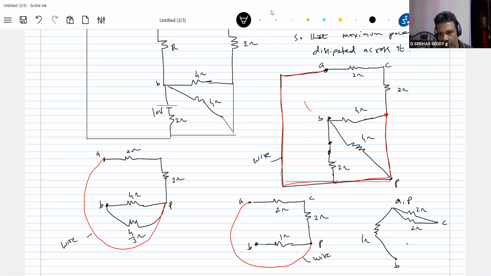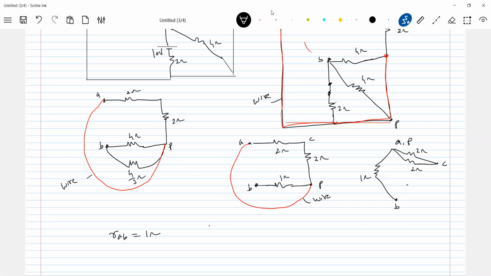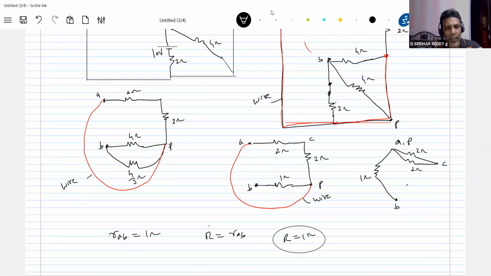Now, what is the effective resistance measured between terminals AB? Only 1 ohm. So that particular A comma P, C part will not come into the picture here. So RAB should be equal to only 1 ohm. So the effective resistance R should be equal to RAB. The way we simplify the circuit depends on that, so a number of tricky questions of different types can be asked here.